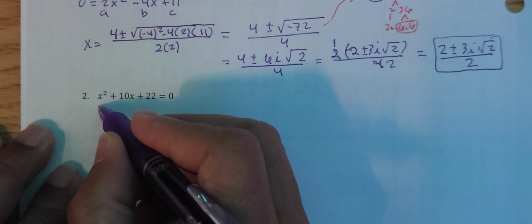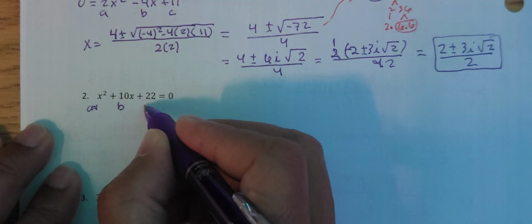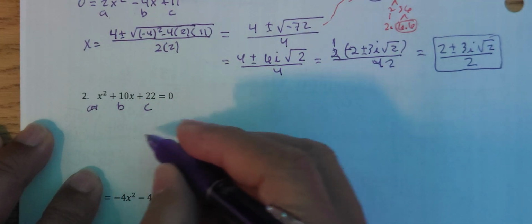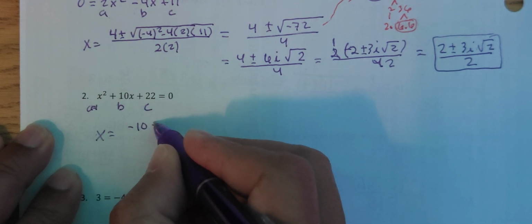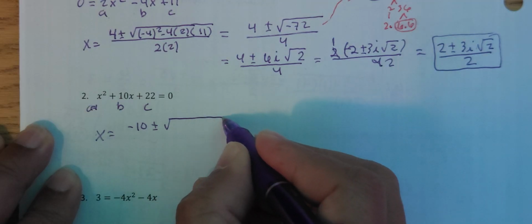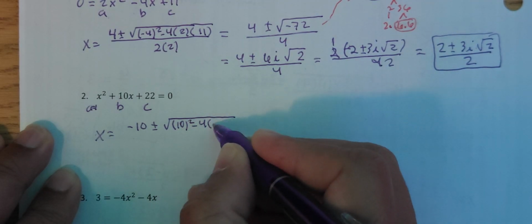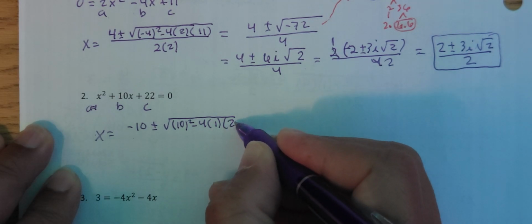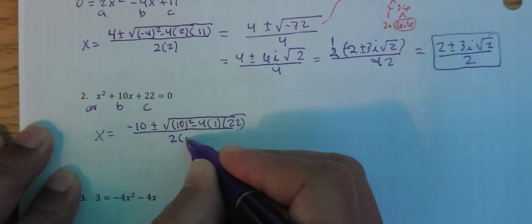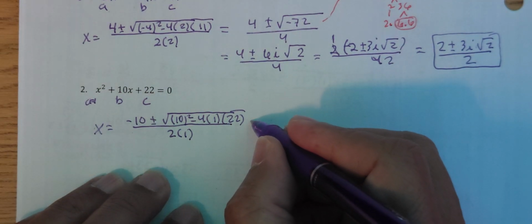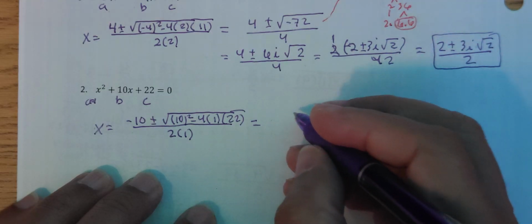All right, next one. So a equals 1, b is 10, and c is 22. So x equals, b becomes negative 10, plus or minus the square root of b squared, which is 10 squared, minus 4 times a, which is 1, times c, which is 22. All of this over 2 times 1, which again is the value of a. So I'm going to simplify this, but I'm going to do it mentally. You can use a calculator for this if you want.